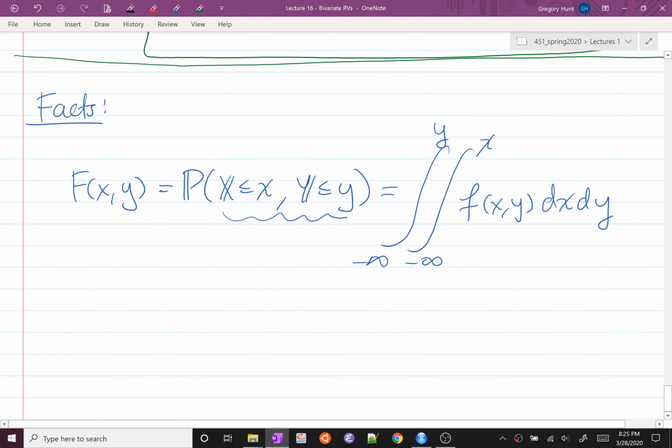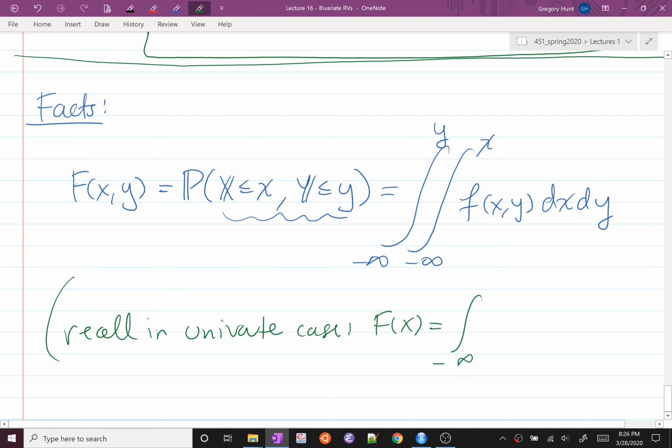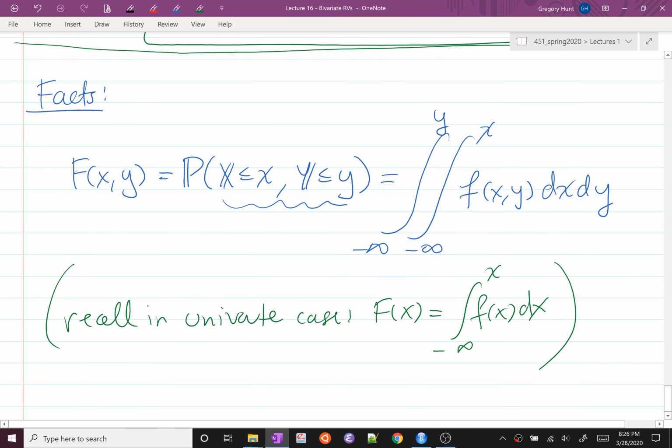And this is super analogous. Recall in the univariate case, we had the fact that my univariate CDF for X was the integral from negative infinity to x of f of x dx. And now it's a similar kind of thing, but now we just have two variables. So I have to do another integral with respect to y from negative infinity to y.